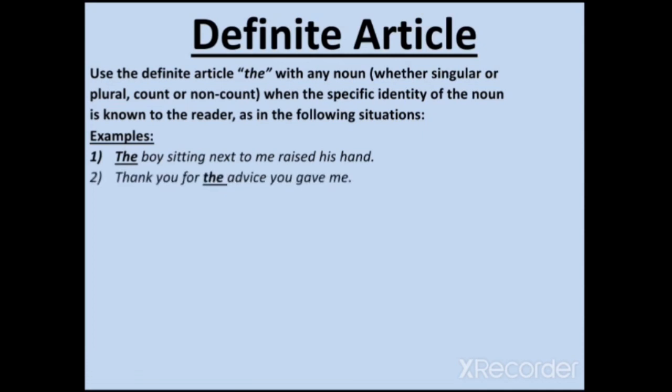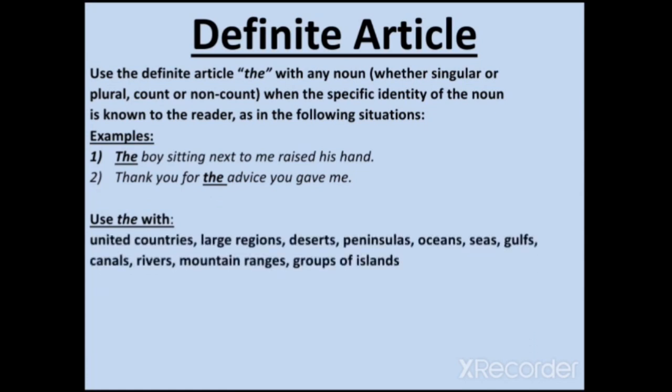In the second example, thank you for the advice you gave me. So the advice is also what? A particular one. Okay, for a particular one, or when we specify a noun, for that specific noun we use the article. Okay, this is the important use of the article. And beside this we also use the before united countries and large regions, deserts, peninsulas, oceans, seas, gulfs, canals, rivers, mountain ranges, groups of islands, and before newspapers. Okay, and before sacred books we use the definite article the.